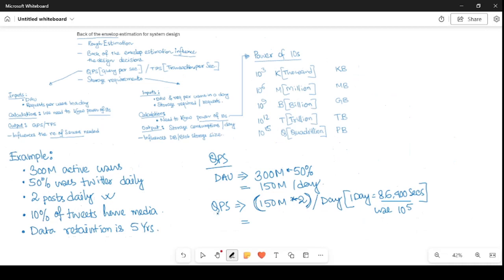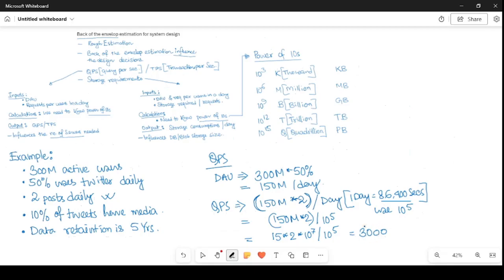What will be the value of queries per second here? It will be 150 million into 2 divided by 10 to the power 5. We will refer to this power of tens. Million means 10 to the power 6. So 15 into 2 into 10 to the power 7, divided by 10 to the power 5. So it will be 3000 QPS, or 3000 queries per second, which is not less.